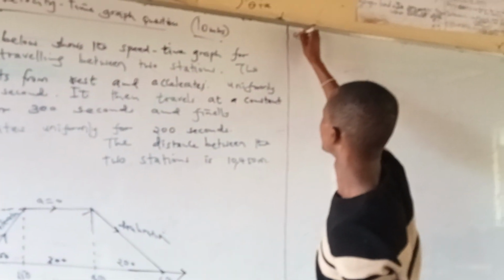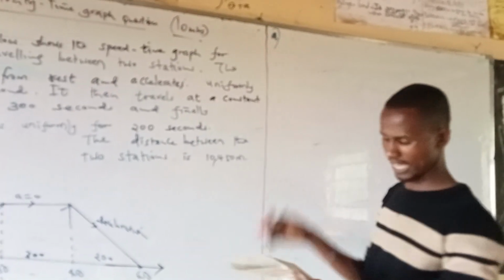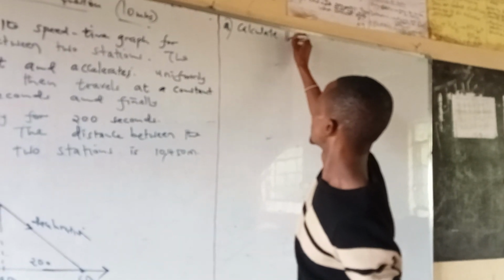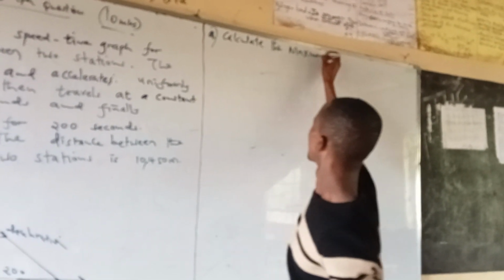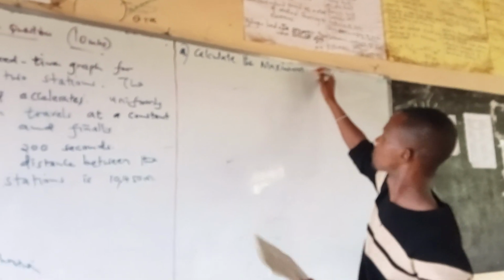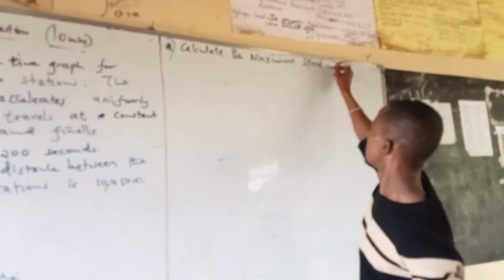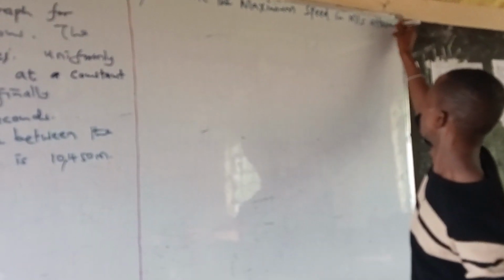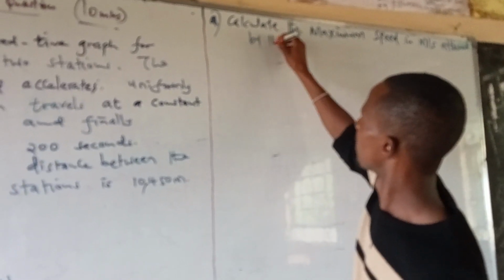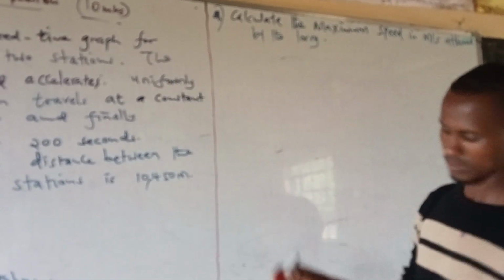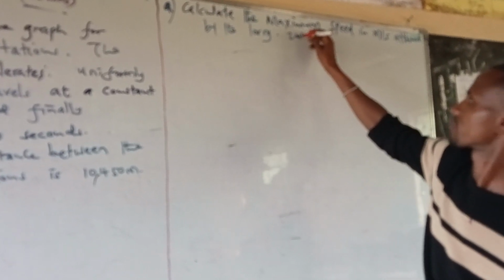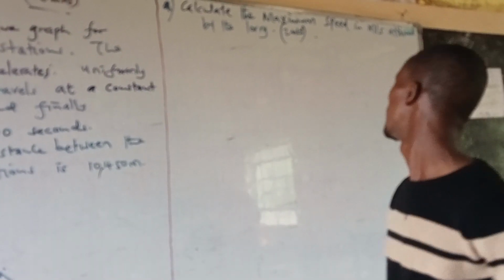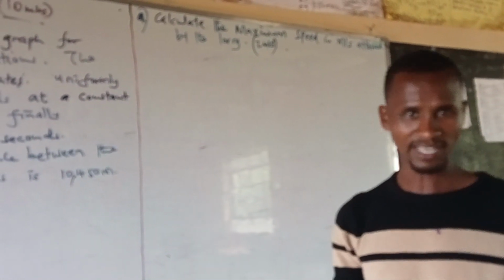Question number A. Question A, let us calculate the maximum speed in meters per second attained by the lorry. That is 2 marks. You are told to calculate the maximum speed in meters per second attained by the lorry.